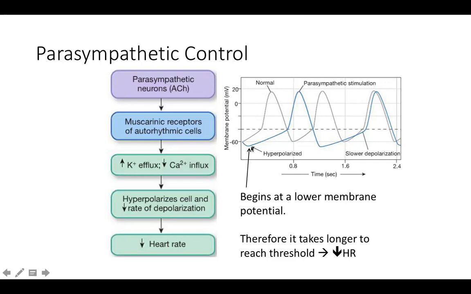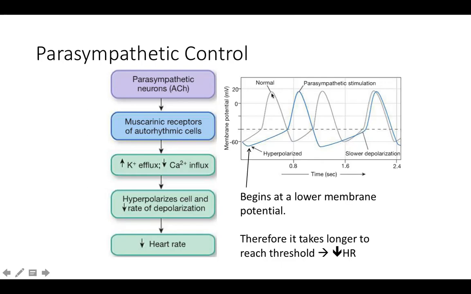Notice that we're below where we were before. So we're hyperpolarized. And the reason for that, and it takes longer to actually reach threshold, so you get your depolarization phase, well, you have this increased potassium efflux. So there's more potassium leaving the cell. So it actually brings you to a lower threshold or lower membrane potential. So this pacemaker potential takes longer to reach threshold.